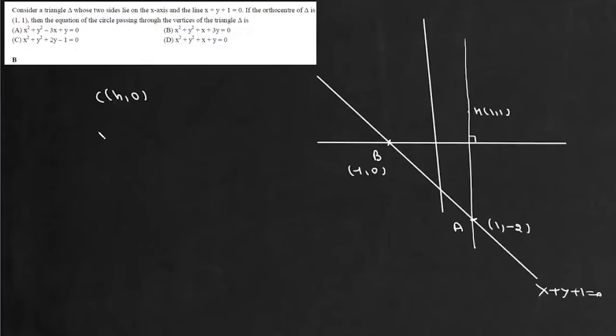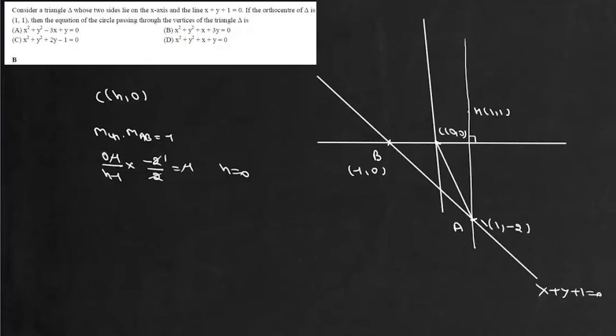Now CH will be perpendicular to AB. So slope of CH into slope of AB should be minus 1. Now slope of CH is 0 minus 1 upon h minus 1, into slope of AB, which is minus 2 upon 2, and this is minus 1. So this minus 1 will cancel, and the value of h is 0. So the coordinate of this point C will be at the origin. So this C is 0, 0. So this triangle ABC will be drawn like this.